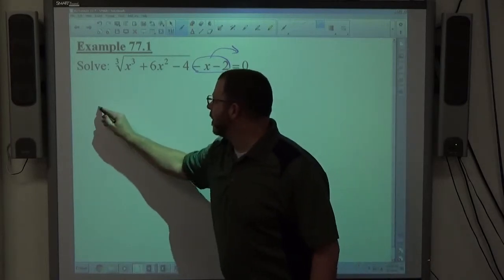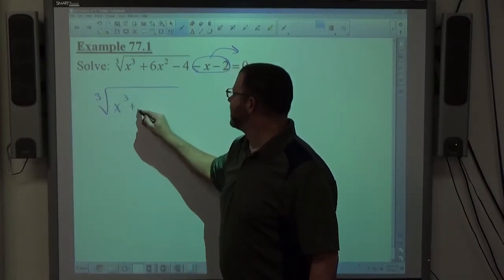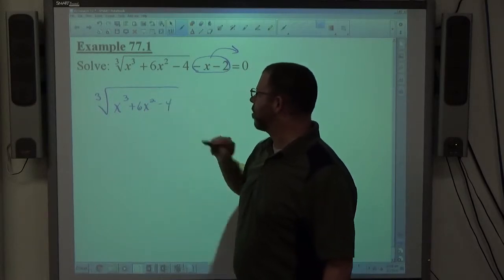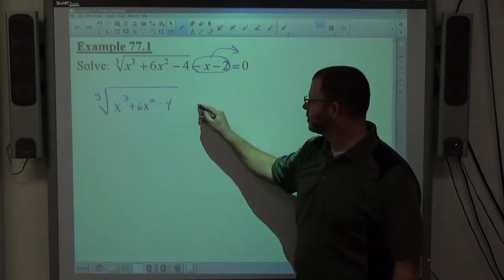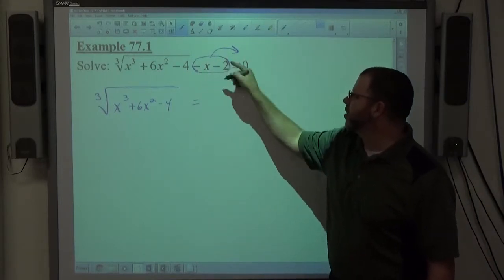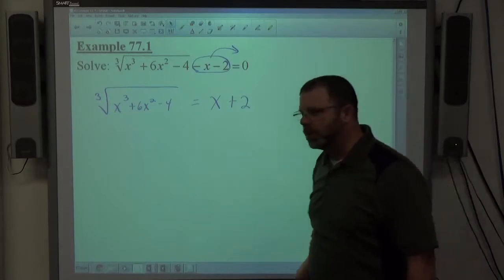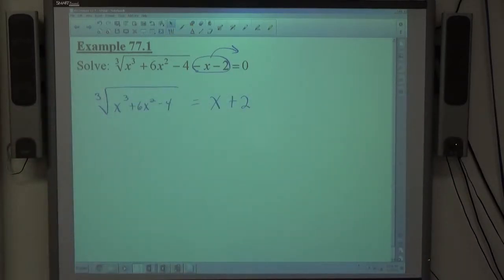So I'm going to keep the cube root of x cubed plus 6x squared minus 4 over on the left-hand side. Keep the equals where it's at. And then I'm going to move the minus x over, becomes positive x, move the minus 2 over, becomes positive 2. So that's objective 1. Get the radical by itself on the one side. Everything that's not the radical goes on the other side.